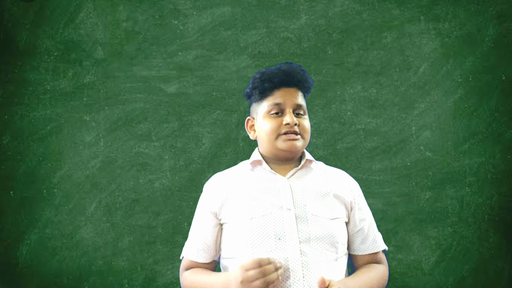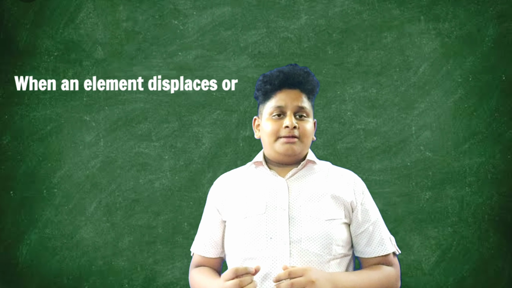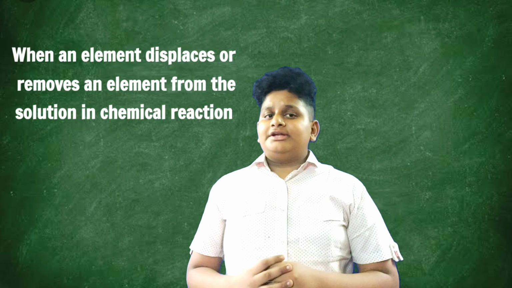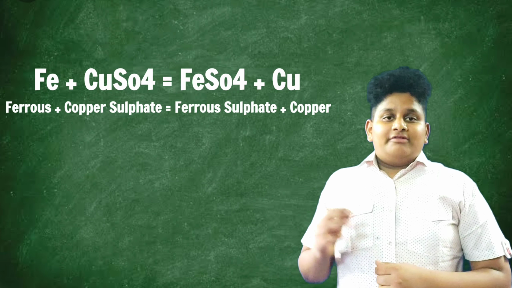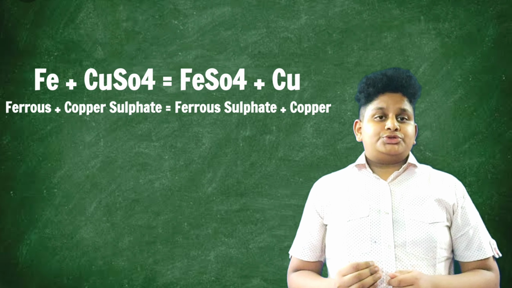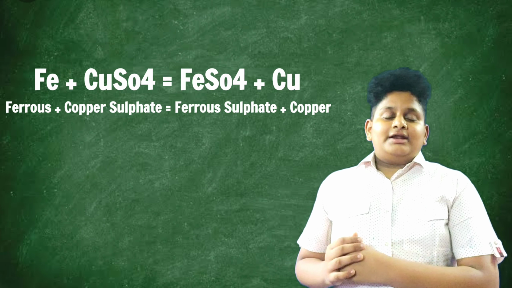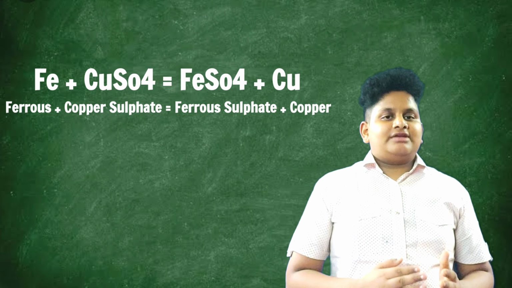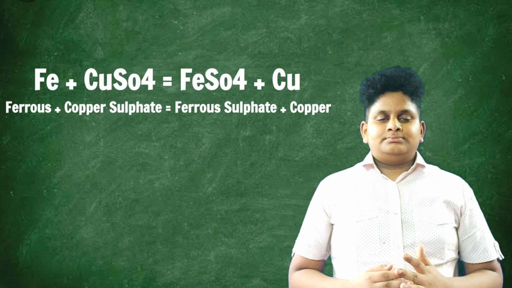Now let us see what is a displacement reaction. Displacement reaction means when an element displaces or removes another element in the solution, then it is known as displacement reaction. Let's take an example. Fe, iron, plus CuSO4, copper sulfate, goes to FeSO4 plus Cu. Here you can see that if we mix iron and copper sulfate, the iron would take up the sulfate and we will get the products iron sulfate plus copper.